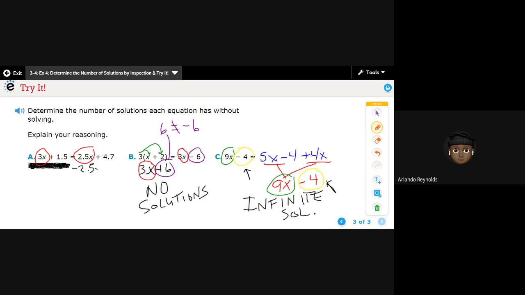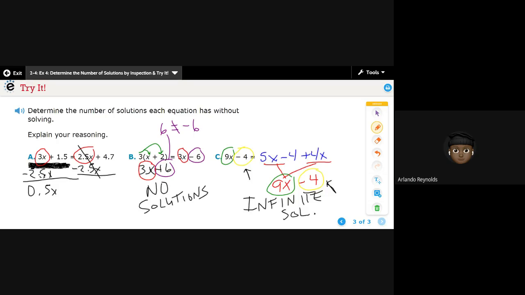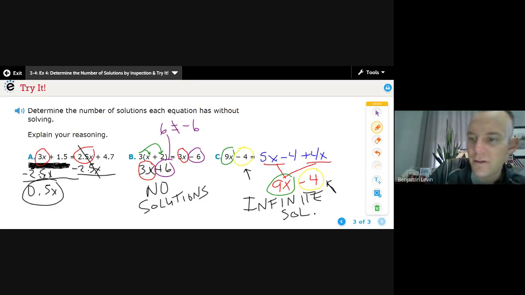So we got 2.5x here and we have to get rid of it. So I subtract 2.5x from both sides. 3x minus 2.5x, a calculator might help. 3 minus 2.5 equals 0.5. So I got 0.5x. And then I have a plus 1.5 here. In order to get rid of that, I'm going to have to go minus 1.5.